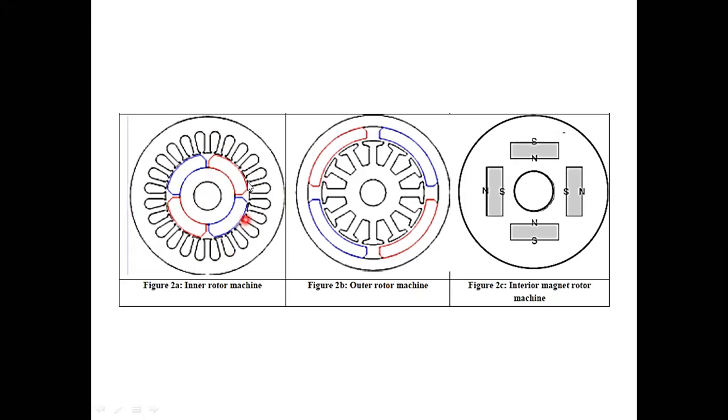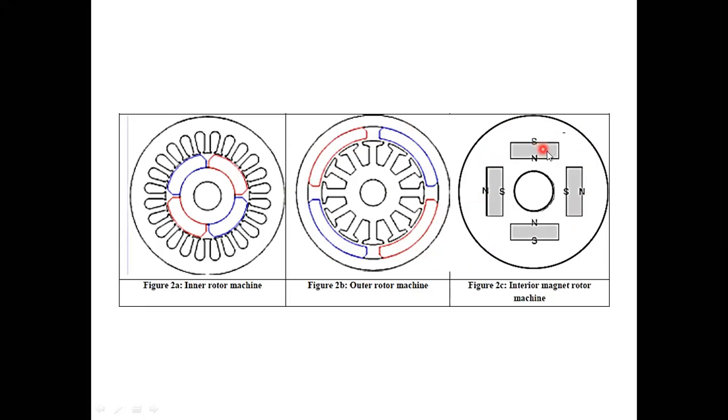The rotor which we have placed is inner. And next one is the outer rotor machine, consisting of the stator slots and the slots containing the winding. Over the stator slots, the rotor magnets have been used. That is the outer rotor machine. These are the permanent magnets. And next one, the interior magnet rotor machine.